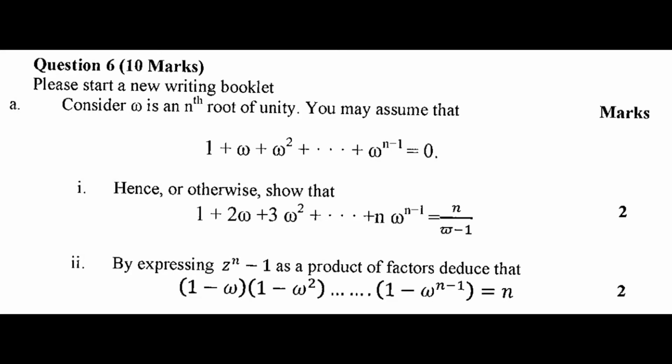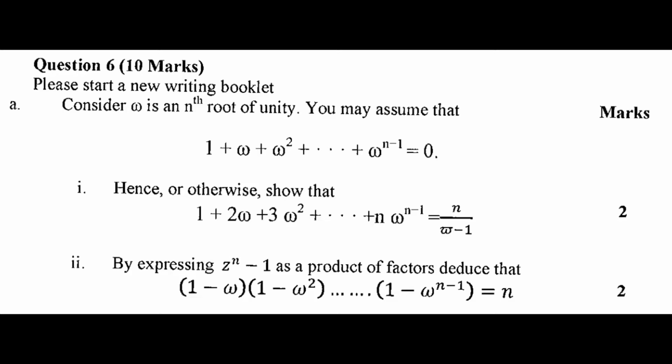In this video, I'm tackling a question that a student sent through from a recent exam they took on complex numbers. So the question has two parts, and it tells us to consider omega is an nth root of unity, and you may assume that 1 plus omega squared and so on, all the way up to omega to the n minus 1 equals 0, or in other words, the sum of the roots of unity add up to 0, which hopefully is something that you're familiar with.